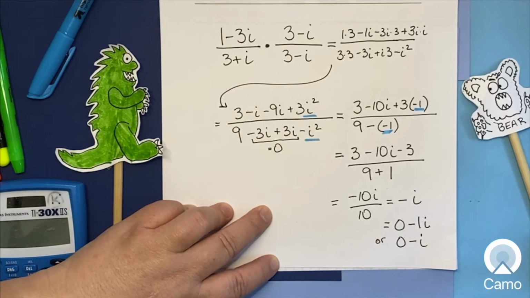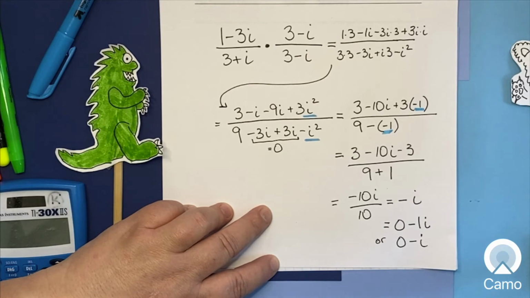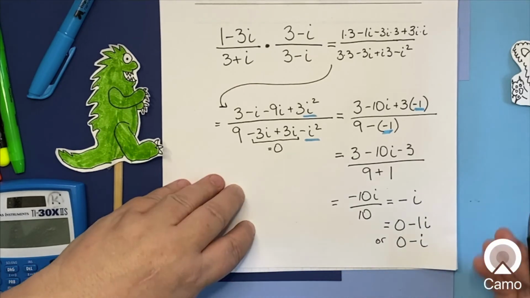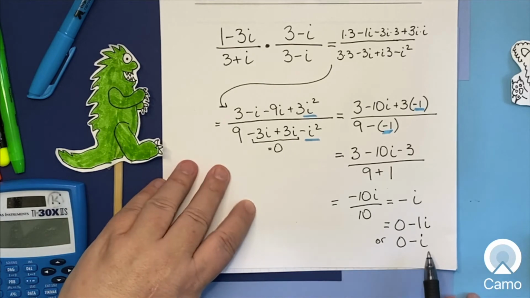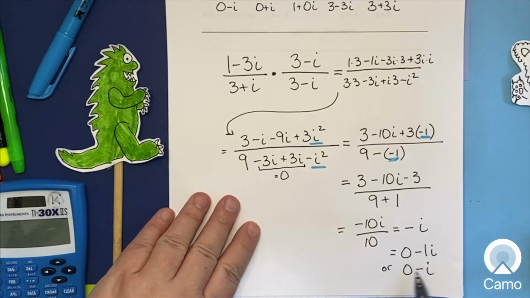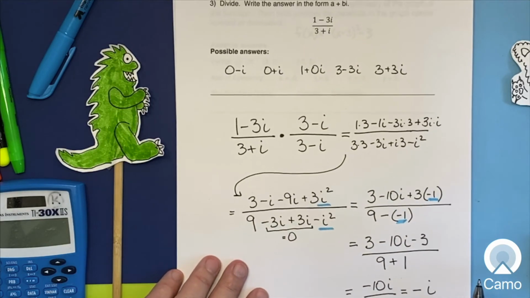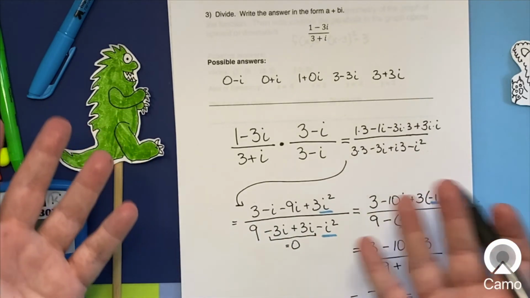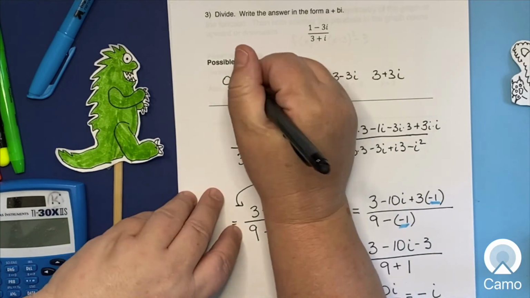And both are acceptable. It depends on the teacher and the book. I am flexible about which one you use. Other teachers may be more rigid, but if we look at the possible answers, I see 0 minus 1i or 0 minus i. Oh my gosh, what's this? What are the chances it would be the first one?